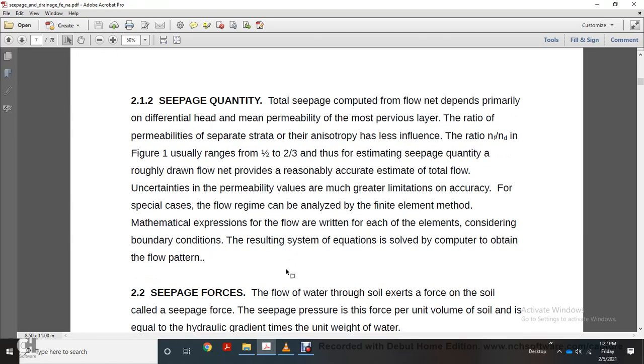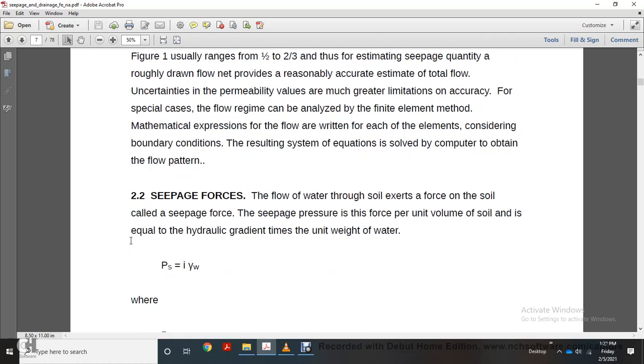Uncertainties in the permeability values are much greater than limitations of the accuracy. A special case of flow regime can be analyzed with the finite element method. Mathematical expressions for flow are written for each element, considering the boundary conditions, and the resulting system of equations is solved by computer, with the output being the flow pattern.